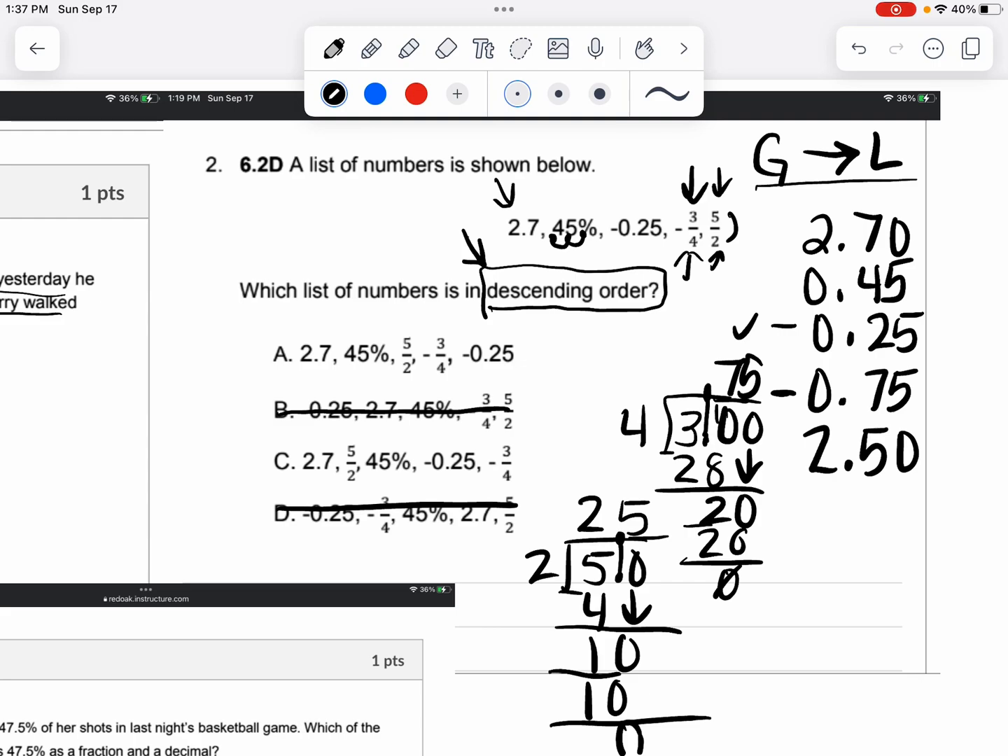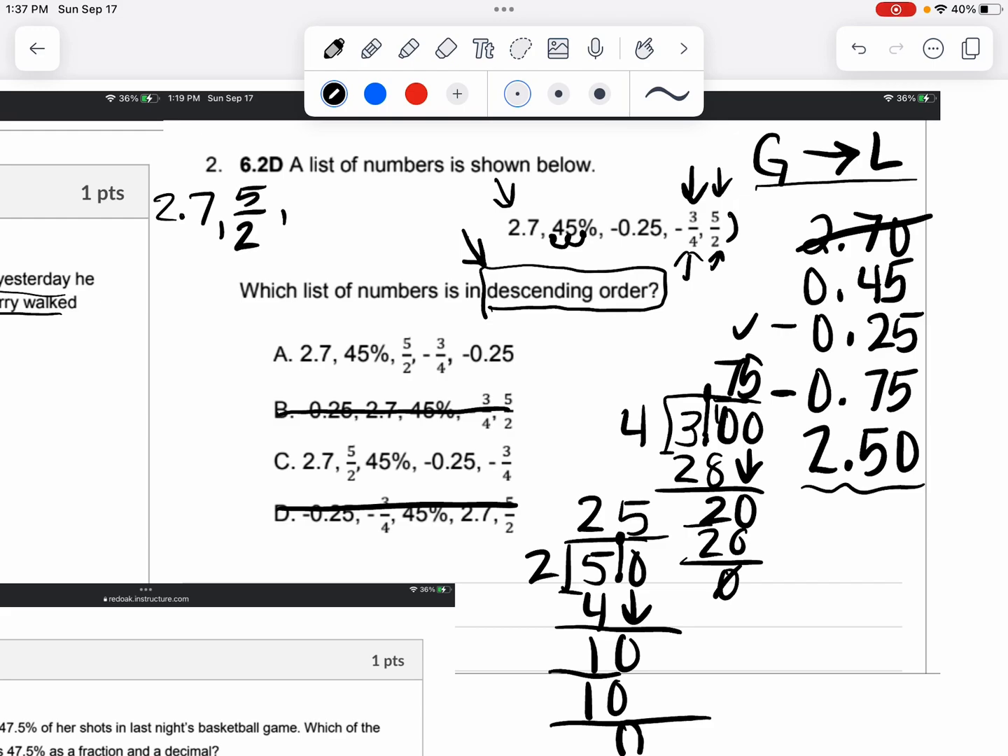Okay, so here we go. 2 7/10 goes first. So I'm going to go ahead and mark that out. And then I'm going to the left. This will be my next greatest number, which is 5 halves. So there's 2 1/2. So I'm going to have 5/2.